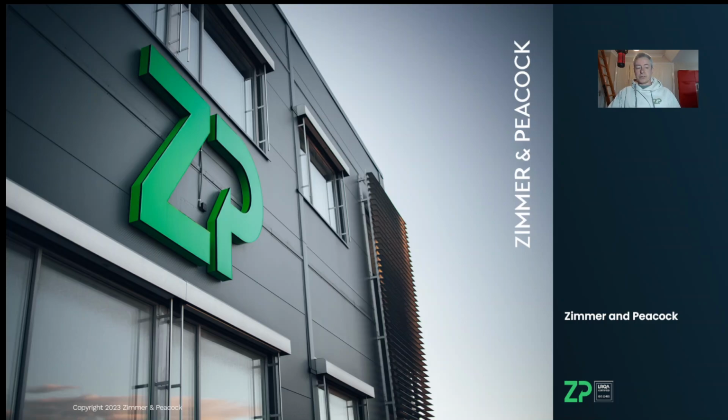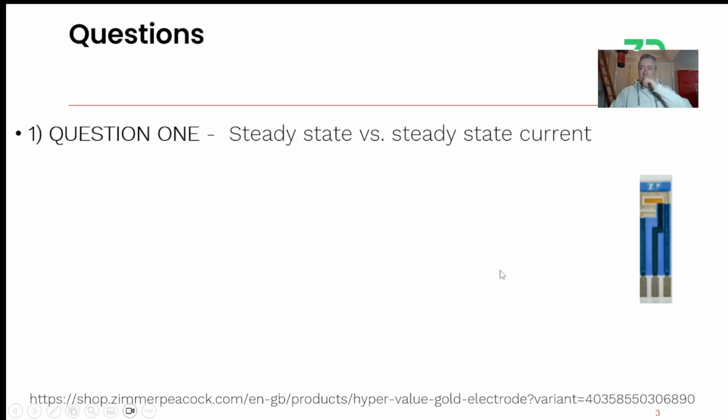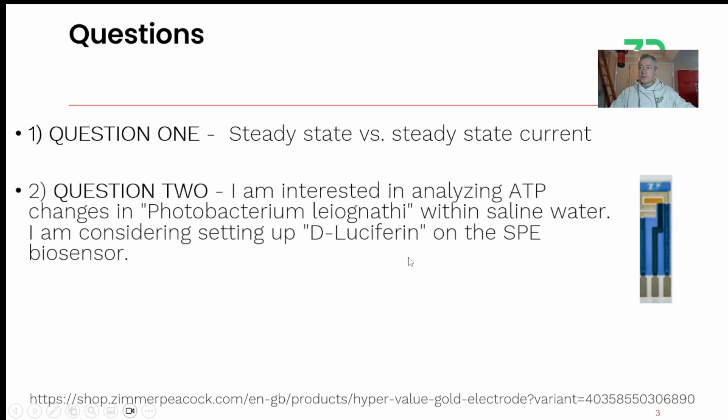We like to do this Developer Zone once or twice a week, and I'm going to just jump straight into it. The ZP Developer Zone is all about answering questions that have come in during the week, generally technical questions, and sometimes some commercial questions as well. But let me go forward with this. One of the questions that's come in this week is about steady state versus steady state current, and I will help to clarify those definitions with some examples.